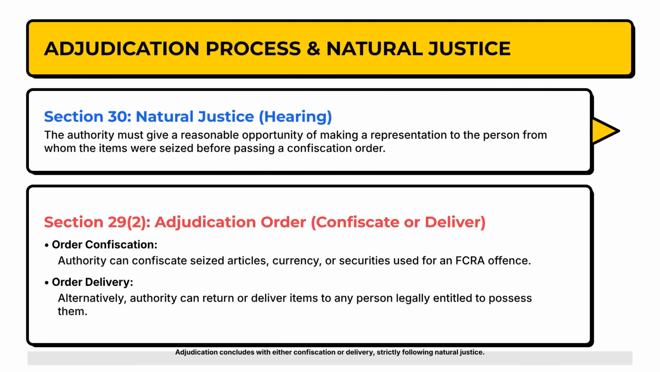Once adjudication proceedings conclude, the authority may pass one of 2 orders. It may confiscate the seized article, currency, or security if it was used in connection with an FCRA offense. Alternatively, it may direct delivery of the property to the person legally entitled to possess it. Before passing any confiscation order, however, Section 30 requires compliance with the principles of natural justice. The person from whom the property was seized must be given a reasonable opportunity to make a representation. Thus, confiscation cannot occur without first granting the affected party an opportunity to be heard.